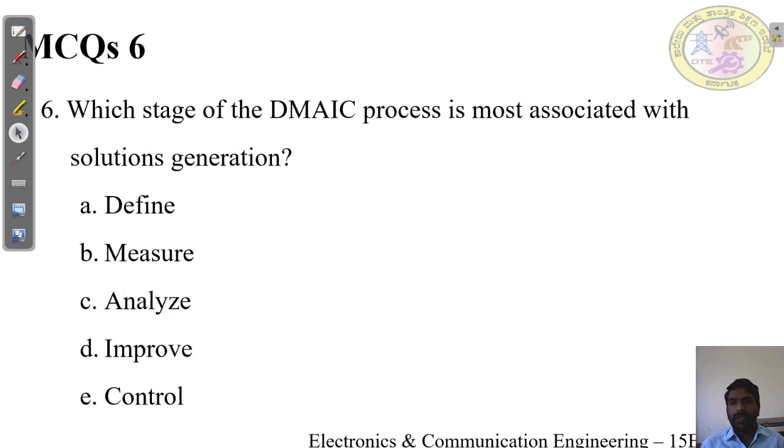Question number 6. Which stage of the DMAIC process is most associated with solution generation? A. Define. B. Measure. C. Analyze. D. Improve. E. Control. Pause the video and find the answer for this question. The right answer for this question is improve. In the improve stage, the steps are to find the solution for the problem.